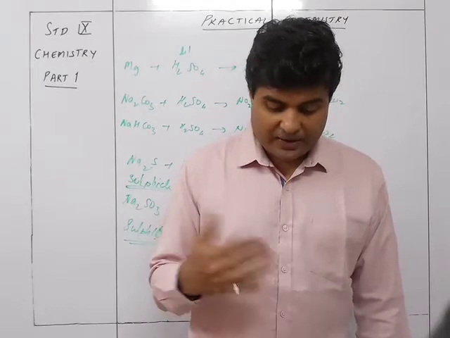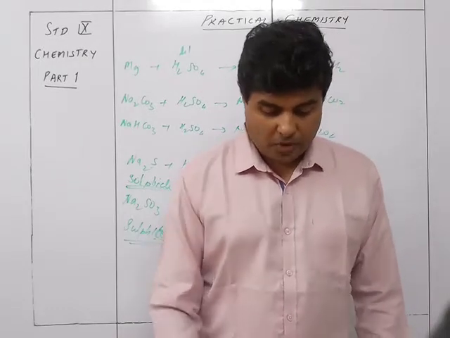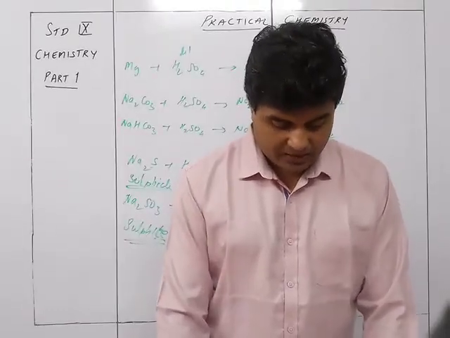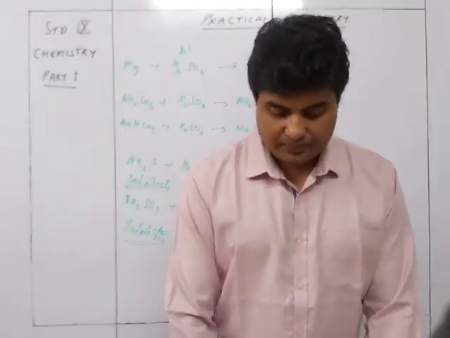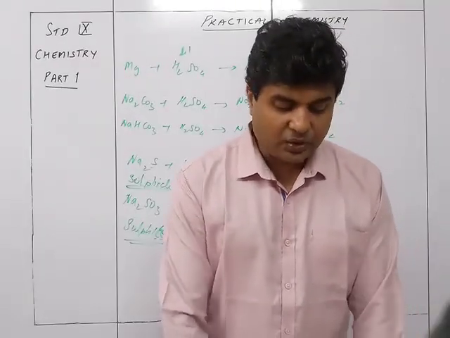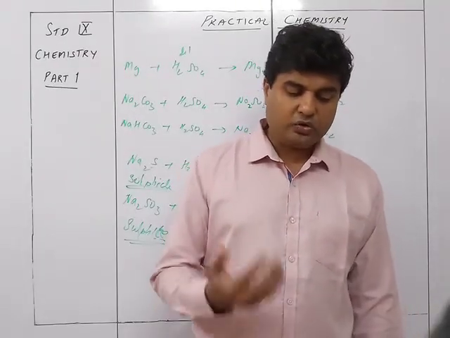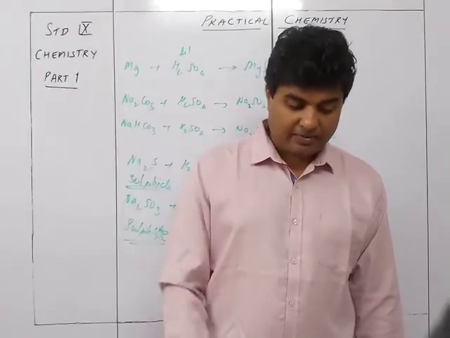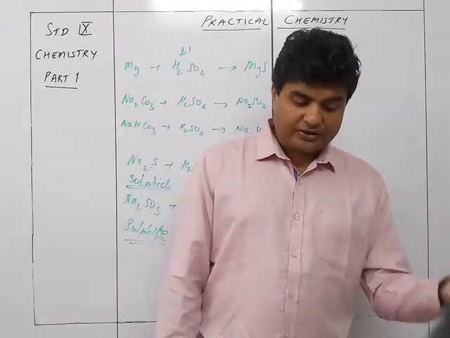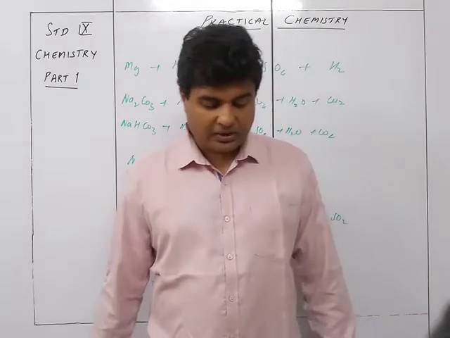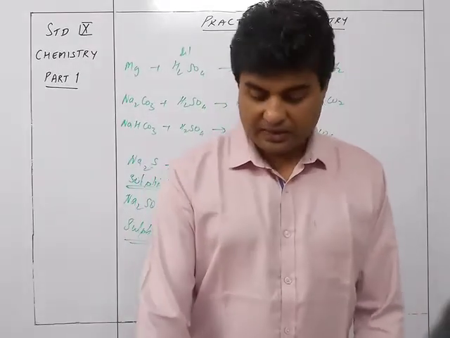Zinc nitrate from white to yellow. Copper nitrate from blue to black. Lead nitrate, white to yellow. And finally, on heating, ammonium chloride is just going to get sublimed. Iodine just gets sublimed. Ammonium dichromate goes from orange to green. And the flame test gave golden yellow, lilac and red colored flames.